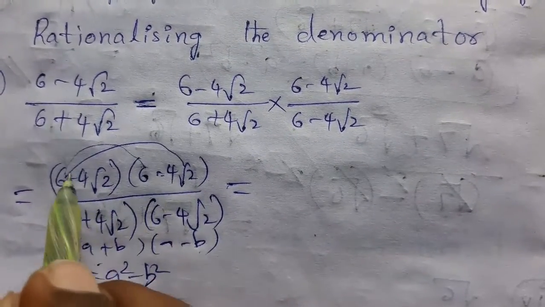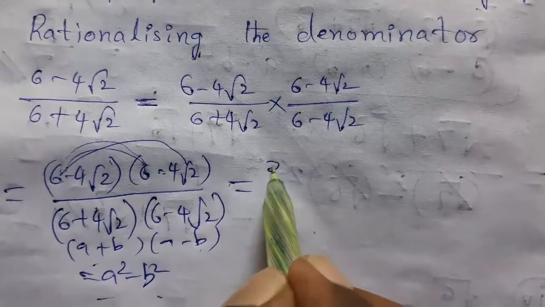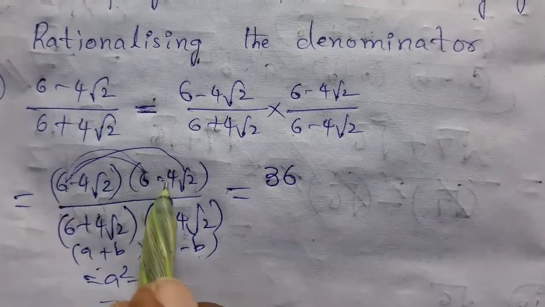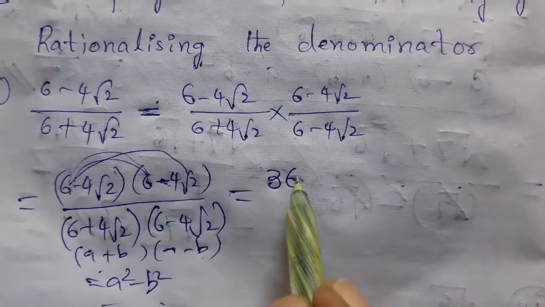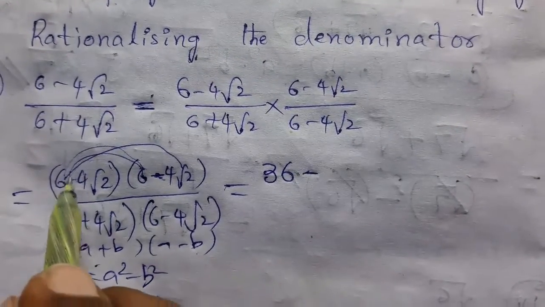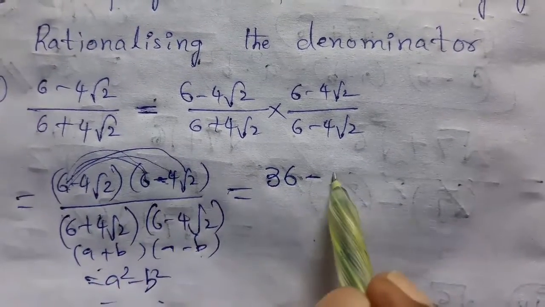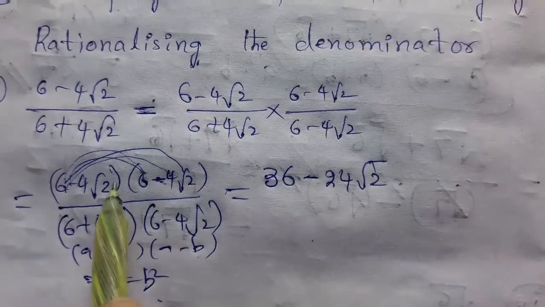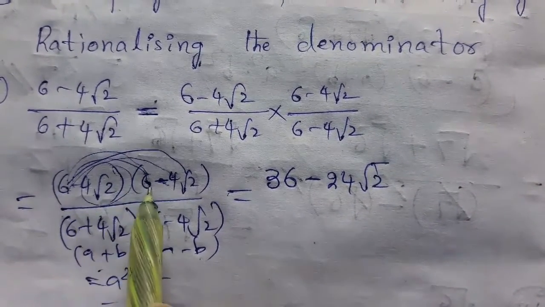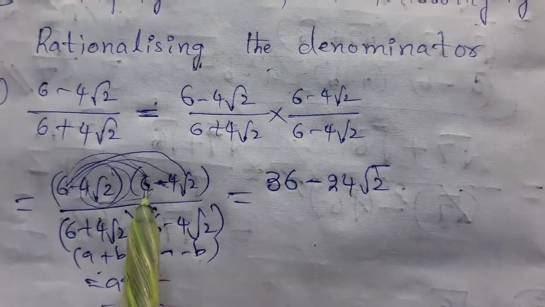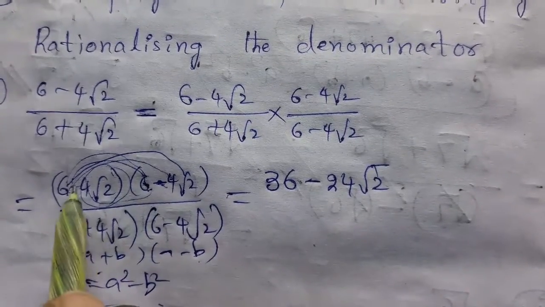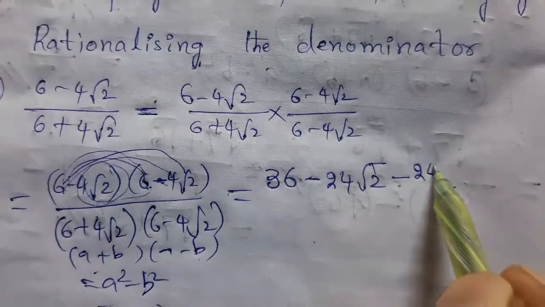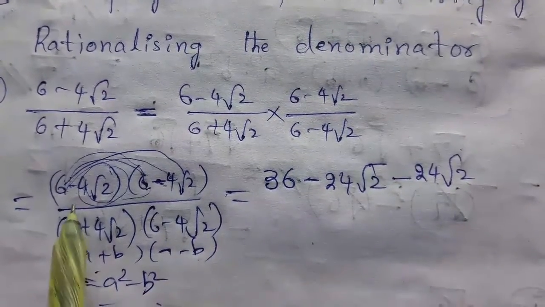6 sixes are 36. Next, which symbol is there? Minus. So keep minus. 6 fours are 24, 6 fours are 24 root 2. Next, this minus 4 root 2 into 6. 6 fours are 24. Minus is there. Minus into plus is minus, so minus 24 root 2.